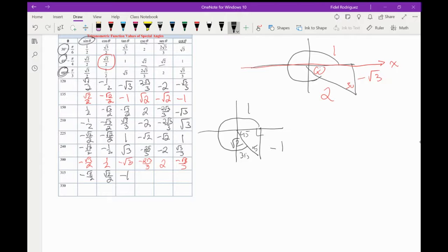What about the cosecant? Negative, right? Good. Negative square root of 2. This is a positive square root of 2. And still a negative 1. Awesome, awesome. Okay.